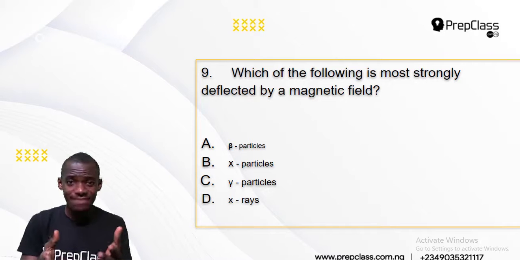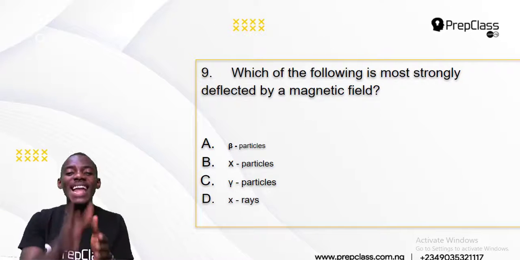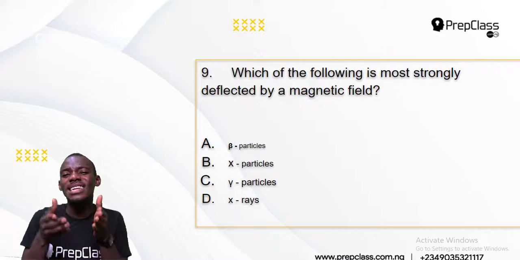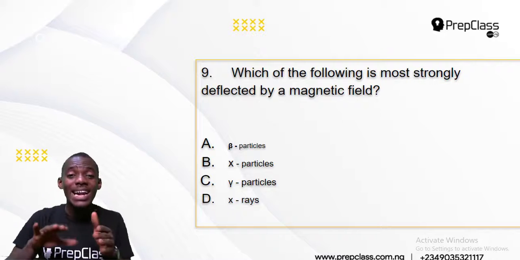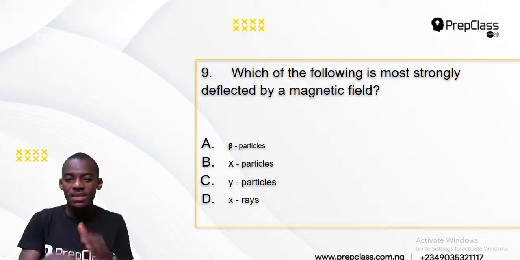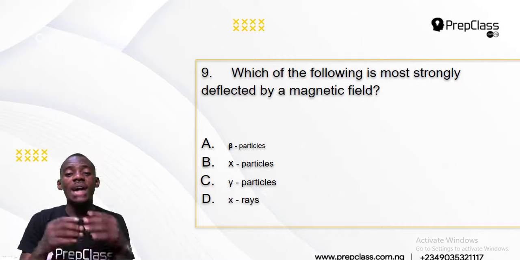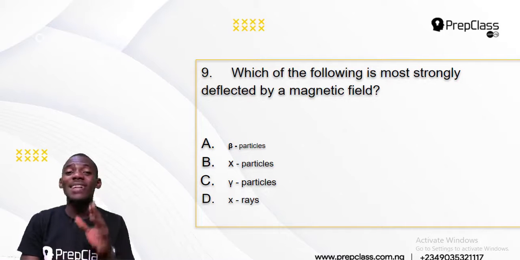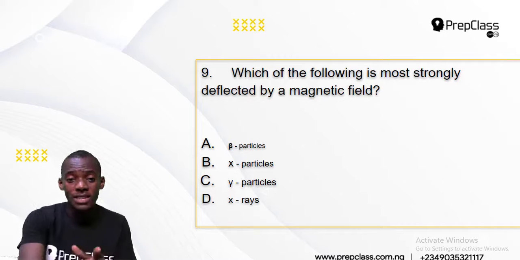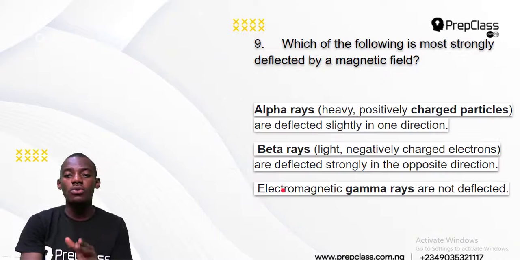Because it's light, right? Now, which of them is the lightest, that a magnetic field can easily push or deflect? Is it beta, X particle, which means nothing, then gamma and X-ray? Now, the simple answer to that question is simply beta particle. Look at it.